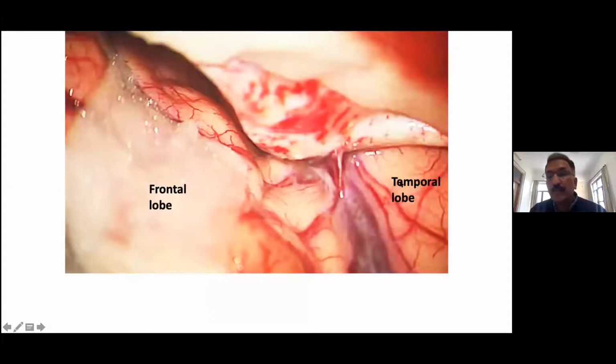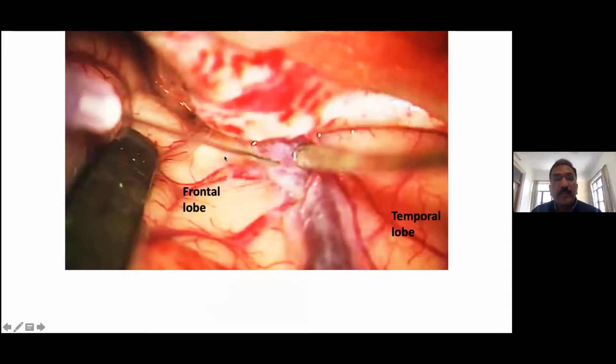So you see, this is the temporal lobe, this is the frontal lobe. We are approaching from the right side. This is the clinoid process here. And so frontal lobe is being retracted. This is the temporal lobe. And when you open the Sylvian fissure, it is always medial to the superficial middle cerebral vein, always medial toward the frontal side of the superficial middle cerebral vein.